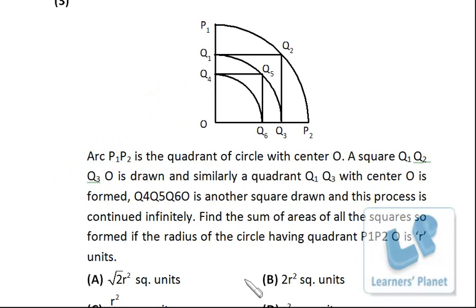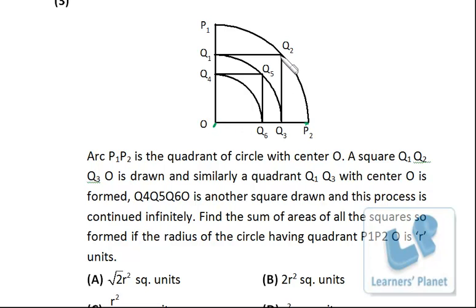Now this problem: arc P1 P2 is a quadrant of a circle with center O. A square Q1 Q2 Q3 O is drawn, and similarly a quadrant is drawn, and this process is continued infinitely. Find the sum of areas of all the squares so formed if the radius of the circle having quadrant P1 P2 O is R. Okay, so this complete length is R, that is the radius of this circle, right?